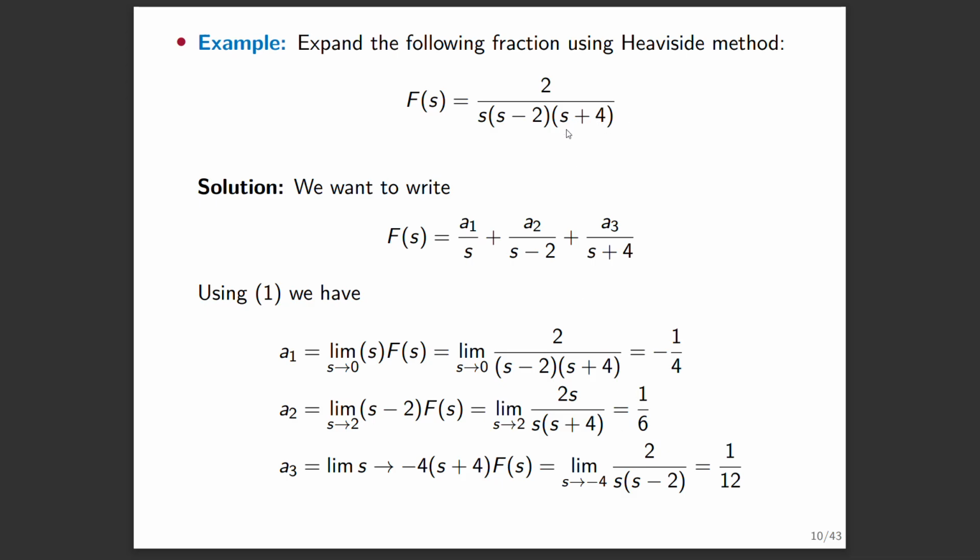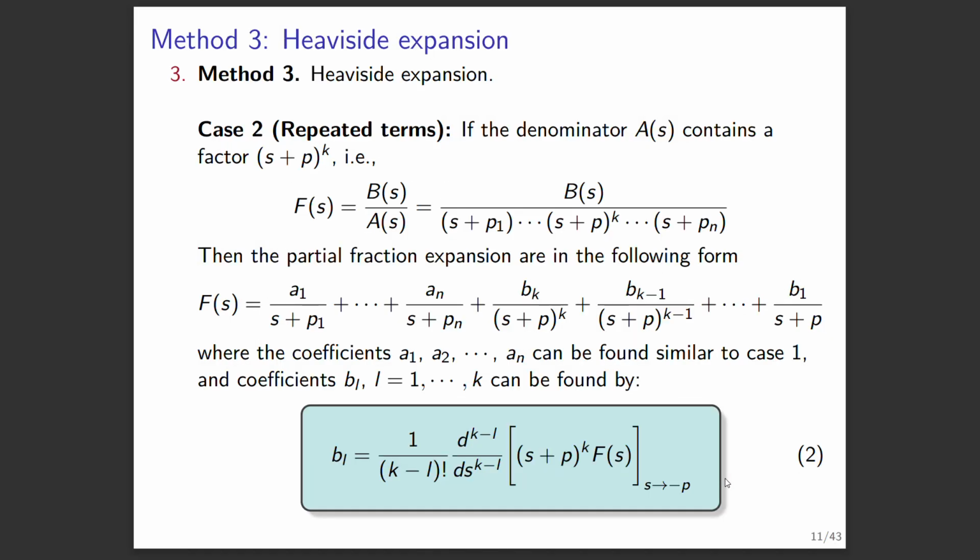What are you going to do for this term? What is a3? Well, I imagine this term doesn't exist. Then I put negative 4 in the other terms. I have negative 4 times negative 6, and the numerator is 2. Negative 4 times negative 6 is positive 24. With 2 in the numerator, I have 1 over 12. Okay, that's the simple case.